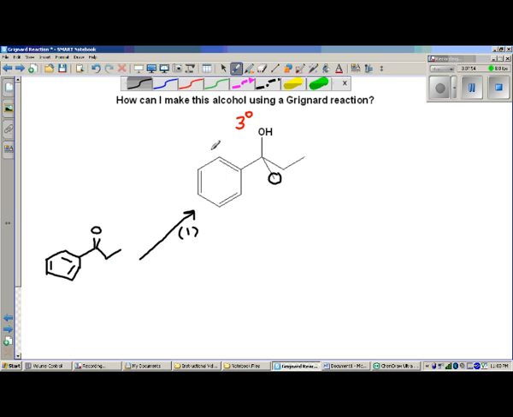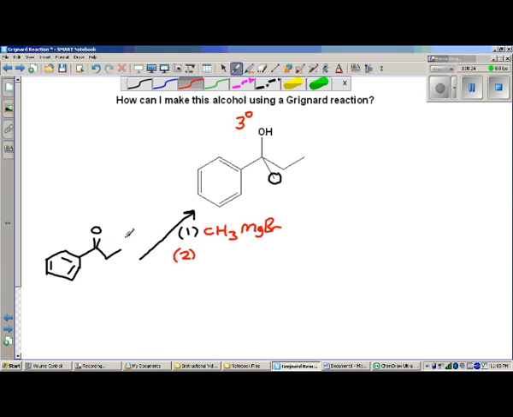So therefore, what will my Grignard reagent look like? Well, it would contain my bromine and my magnesium, but how many carbons would it contain? Of course, it would contain 1. So it would be CH3MgBr, I can draw that out. Of course, we'd have our second step as well, our H3O+. And that's one way to make that alcohol starting from this ketone.